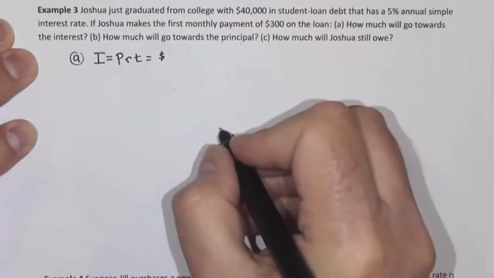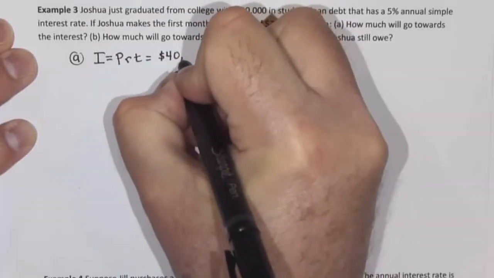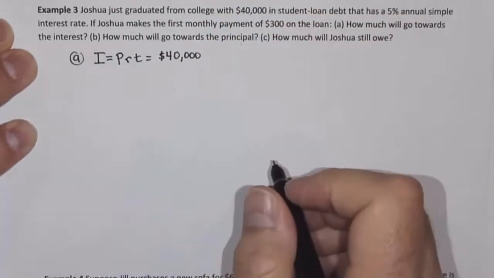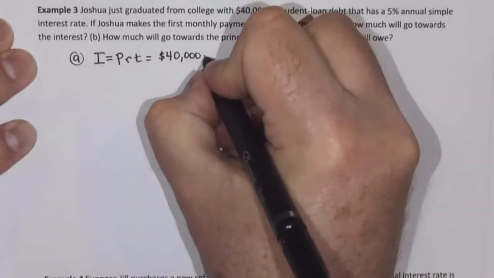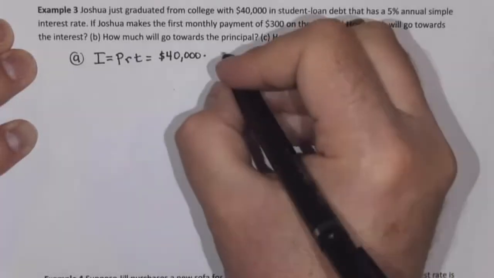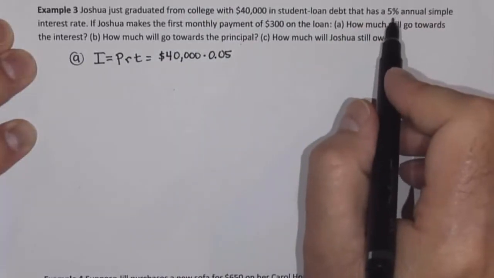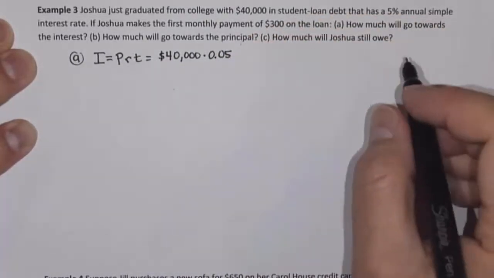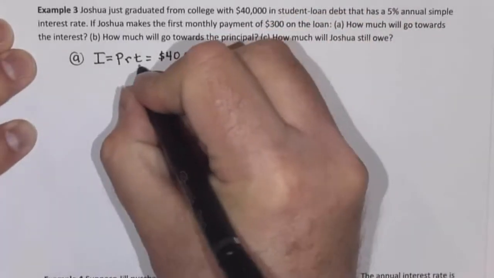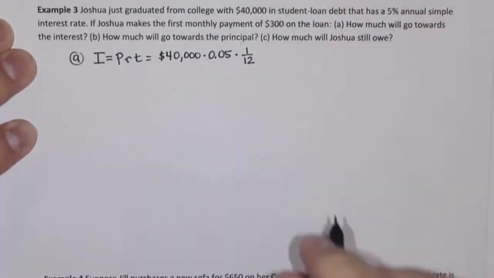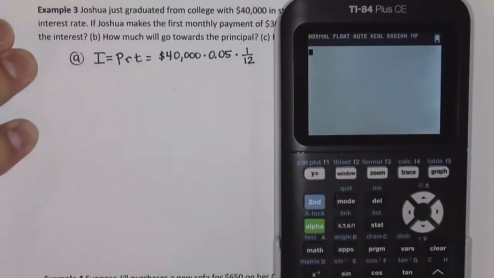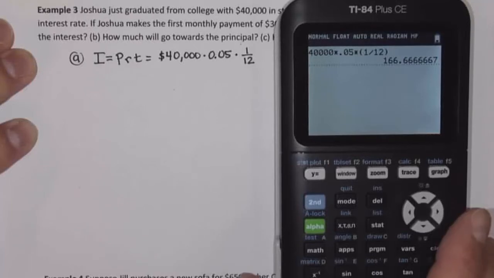So for that month, Joshua is going to owe interest on all $40,000 that he owes. And then that's at a 5% annual simple interest rate. So we're going to multiply that by 0.05 because that is the decimal form of 5%. And this is a monthly payment, so his time is 1/12 of a year. So if I bring in my calculator, 40,000 times 5% times 1/12 of a year, that is about $166.67.